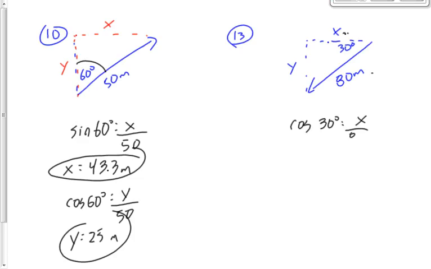over hypotenuse. Notice the last time x was sine, this time x is cosine. You got to do each question on its own and see whether it's sine or cos. Cosine 30 degrees equals x over 80. X would be equal to 69.28 meters. Really, that should be negative, right? How come? Why negative?